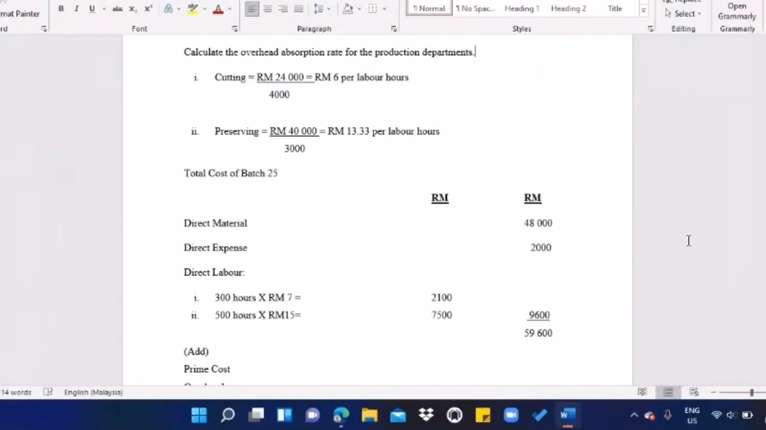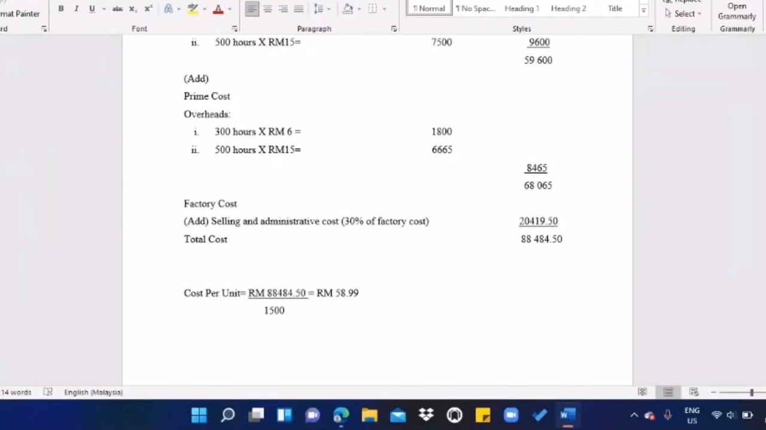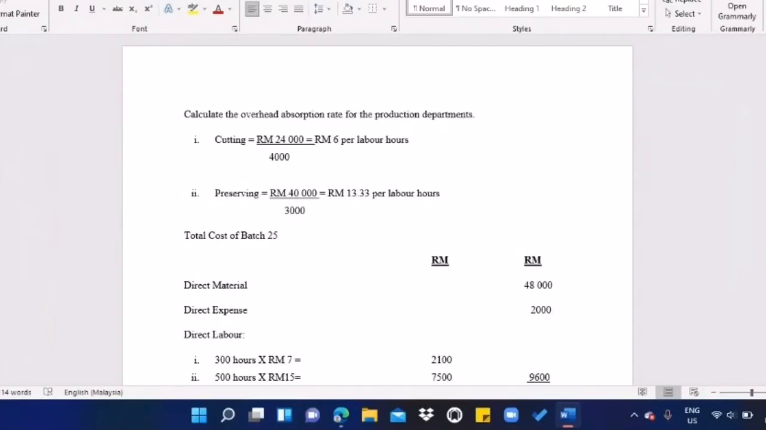So this is my calculation, or the calculation steps, to get the total cost for batch 25 and also the cost per unit for batch 25. The first thing first is we need to calculate the overhead absorption rate for the production department.